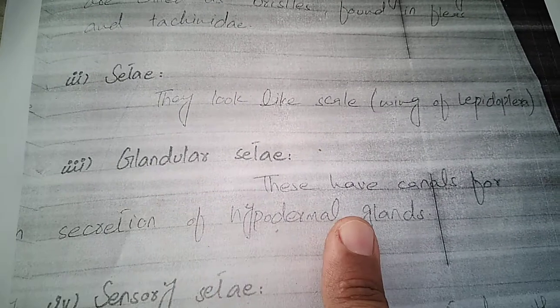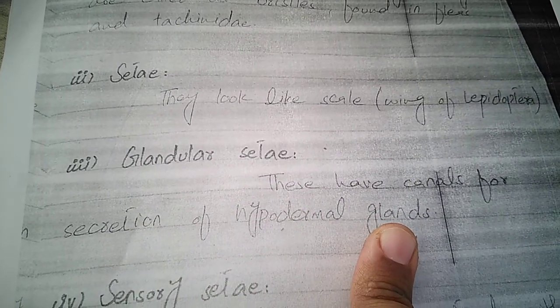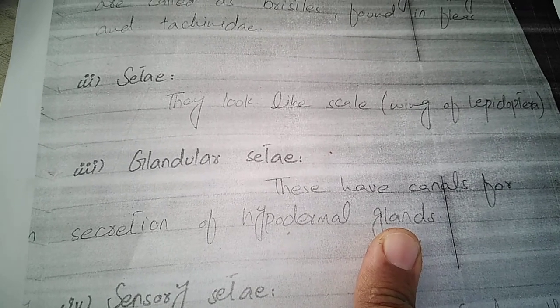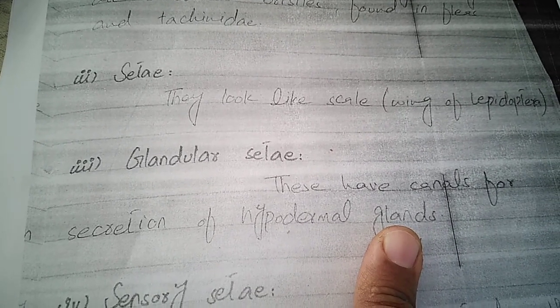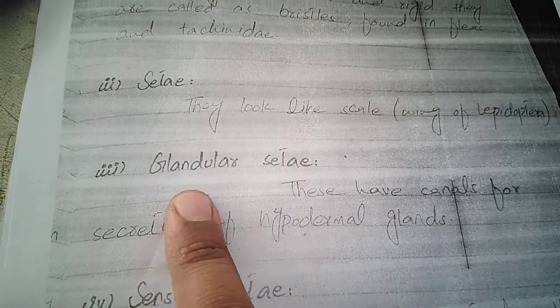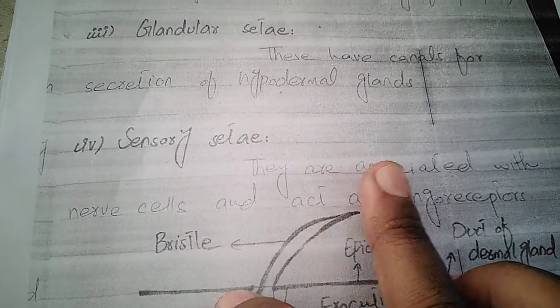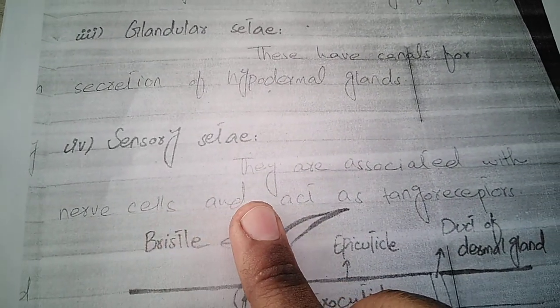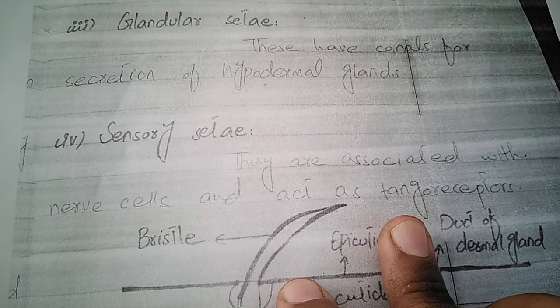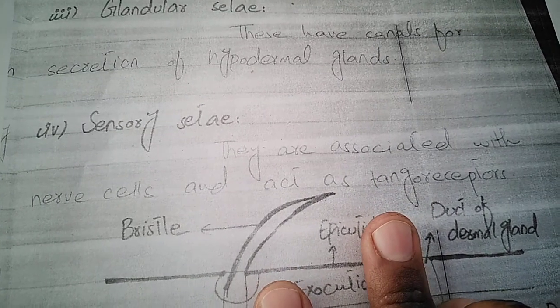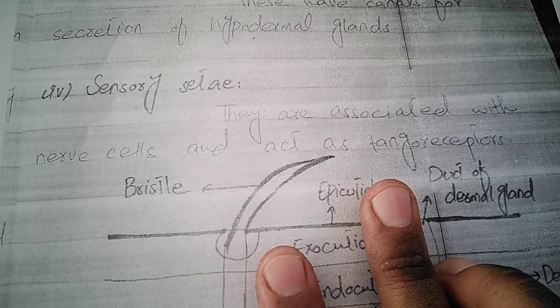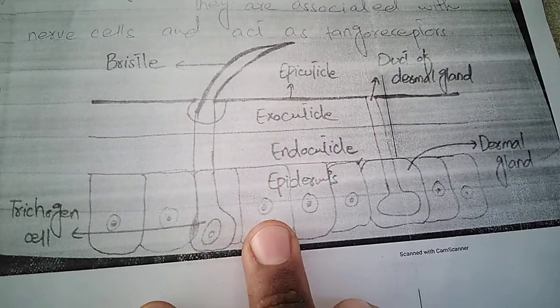Glandular setae have canals for the secretion of hypodermal glands. In the previous page, it was discussed that setae have sensory function as well as secretory function. So if they are secretory in nature, they are known as glandular setae. Sensory setae are associated with nerve cells and act as tango receptors.